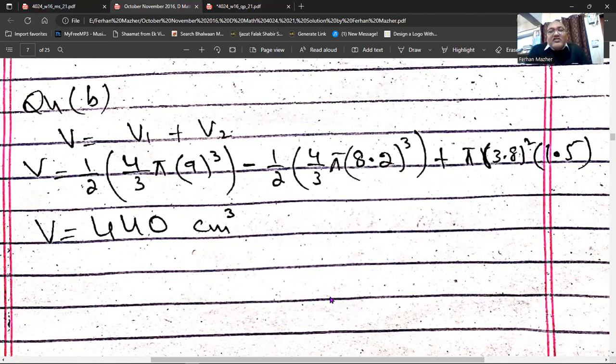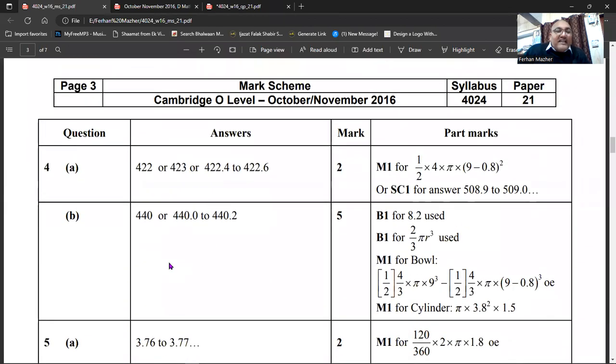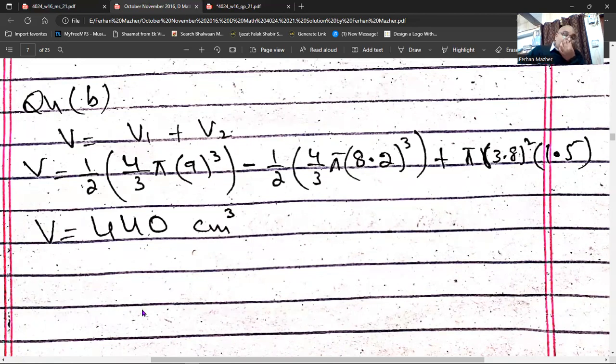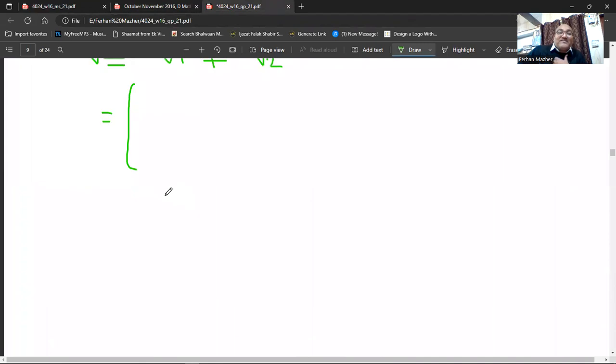That will be pi r square h. So that will be pi into 3.8 square into 1.5. When you enter these values in your calculator, the final answer will be 440 centimeter cube. 440 centimeter cube. Let's check. 440 centimeter cube is the right answer. The solution is just showing up on your screen. That was a 5 marks question.